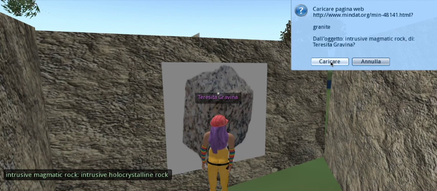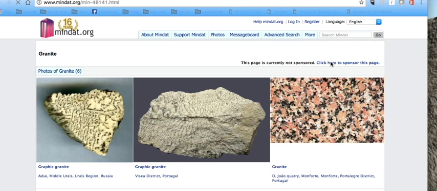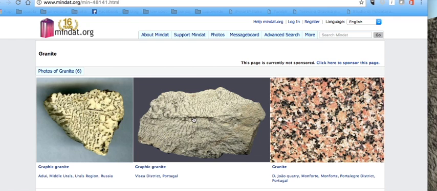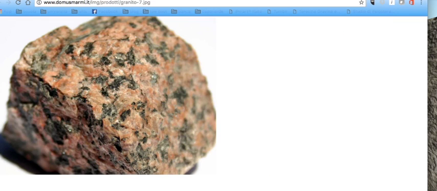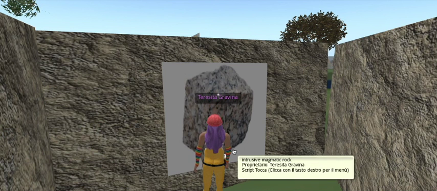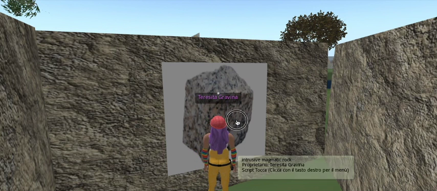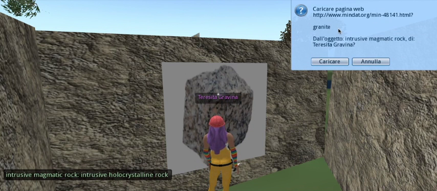So I also go on Mindat, on the link I have provided, and I find a photo which is completely equal to my photo, and I am able to give a name to my rock, which is a granite. I have also written this.